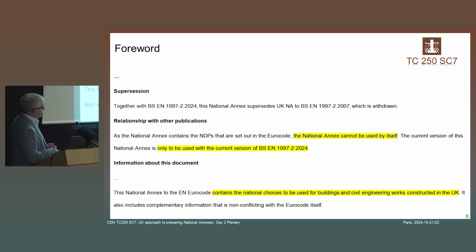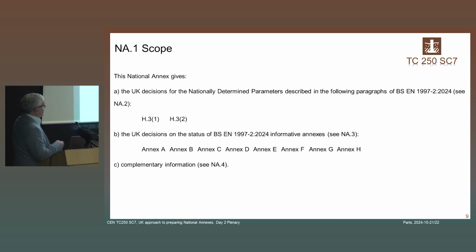And also we've made it clear that the purpose of it is to contain the national choices to be used for buildings and civil engineering works constructed in the UK. So this applies to anything that's constructed in the UK. The scope that we have is also very, very bare. It mainly repeats what is given in Eurocode 7 itself. So there's a list of the clauses where there are nationally determined parameters. So this is the one for Eurocode 7 Part 2. So there's only 2 nationally determined parameters. And a list of the annexes where we have to make some choice.